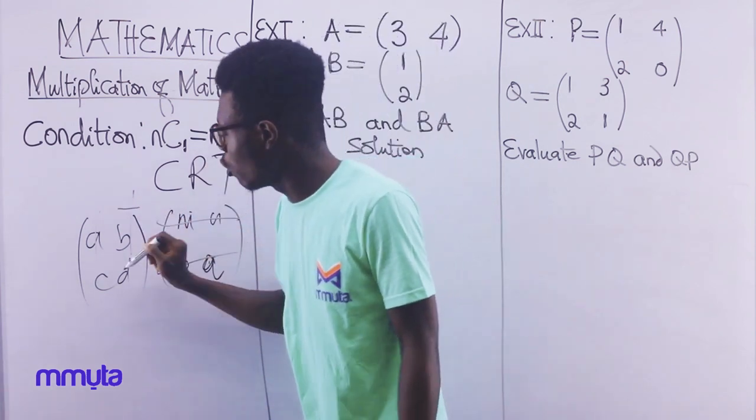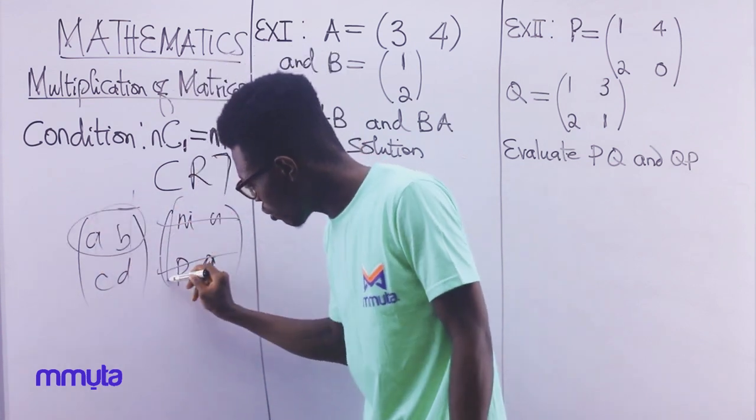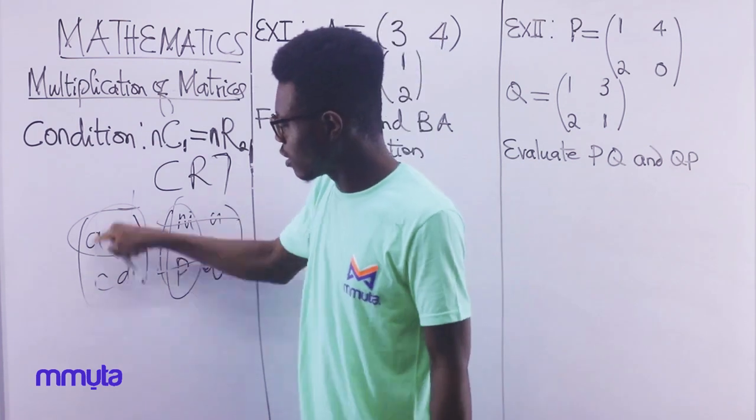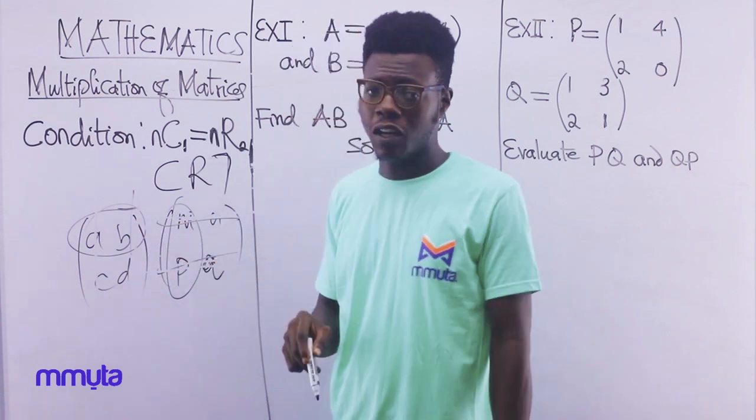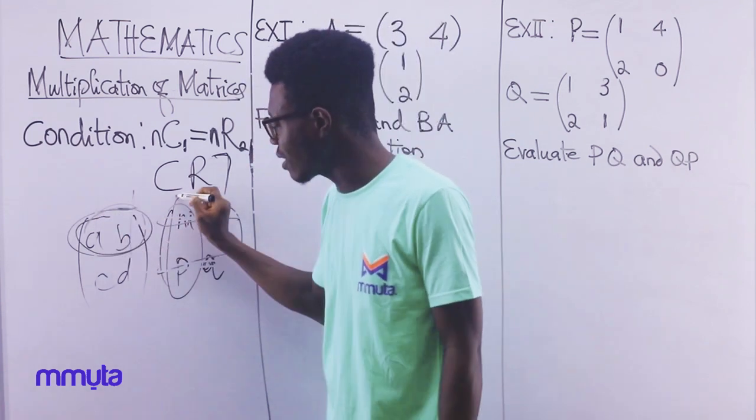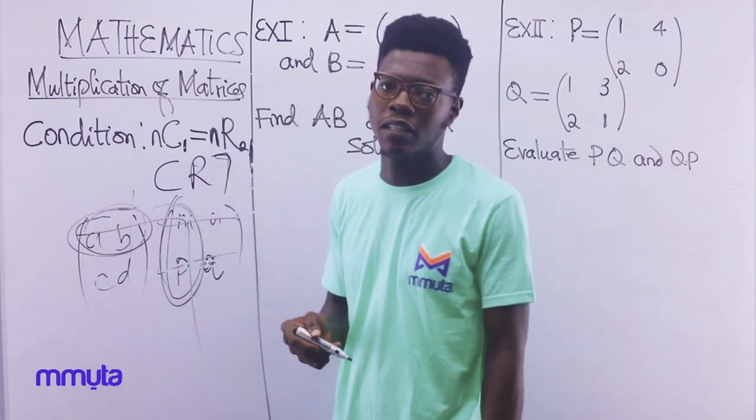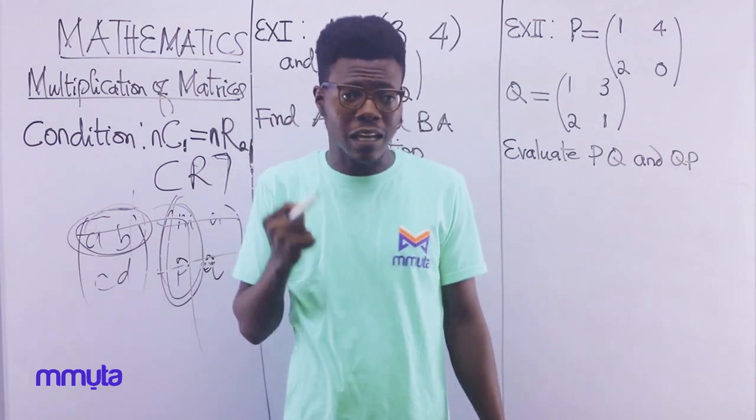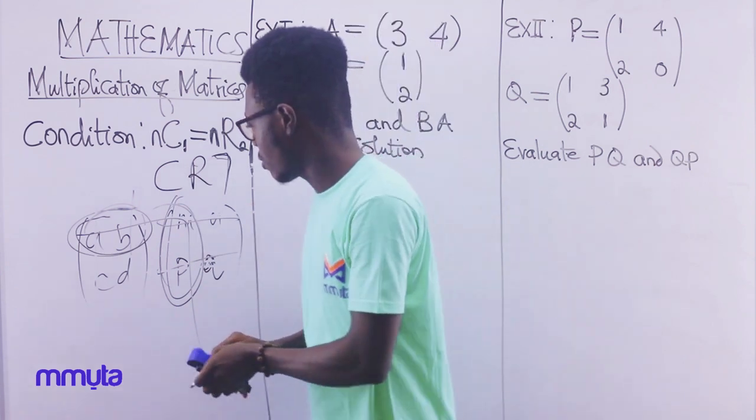So the number of columns, which is 2, must be equal to the number of rows of the second matrix. This is column of the first matrix. This is row of the second matrix. So this number must tally with this number, and it is going this way. That is why it is called CR7. So if this rule or this condition is established, that means you can multiply two matrices. Let us try it out.